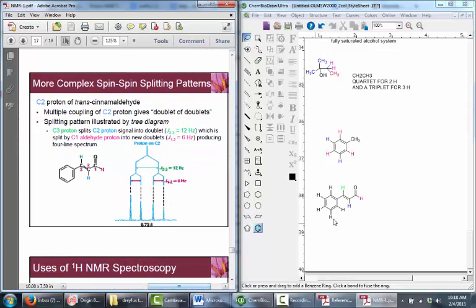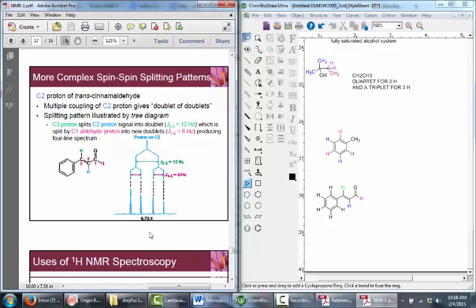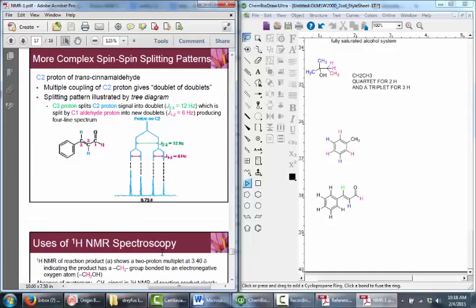The C2, this blue guy, is actually more complicated, and its splitting can be classified as a doublet of doublets. So green splits it into a doublet, and pink splits it into a doublet, and it actually splits into 2 separate doublets. If you calculated, these coupling constants are actually different from each other, because they're being split by chemically non-equivalent protons.